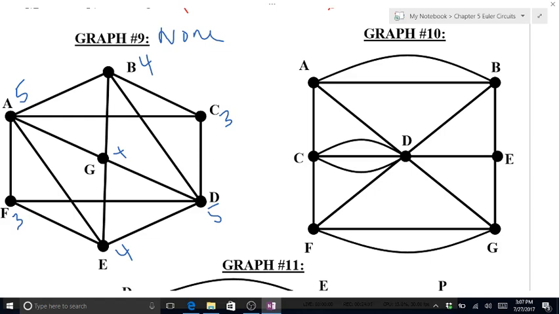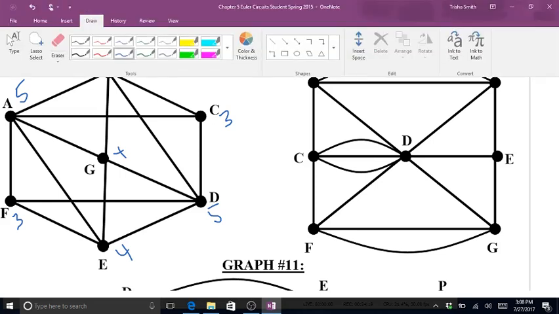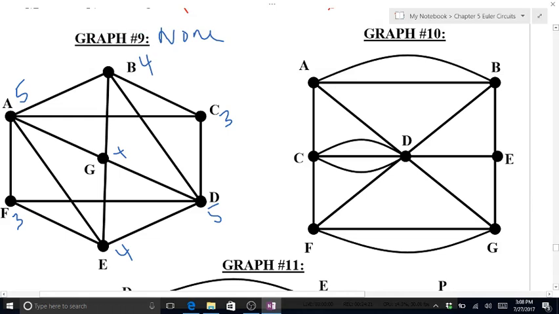Okay, all have to be even for a circuit, exactly 2 for a path. So as soon as you see that third odd degree, you can shut it down. You're done. Okay. All right, graph 10.